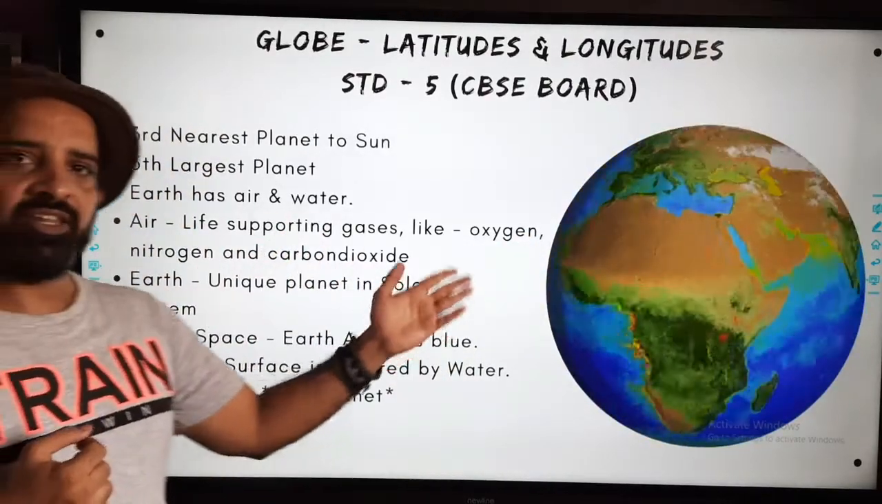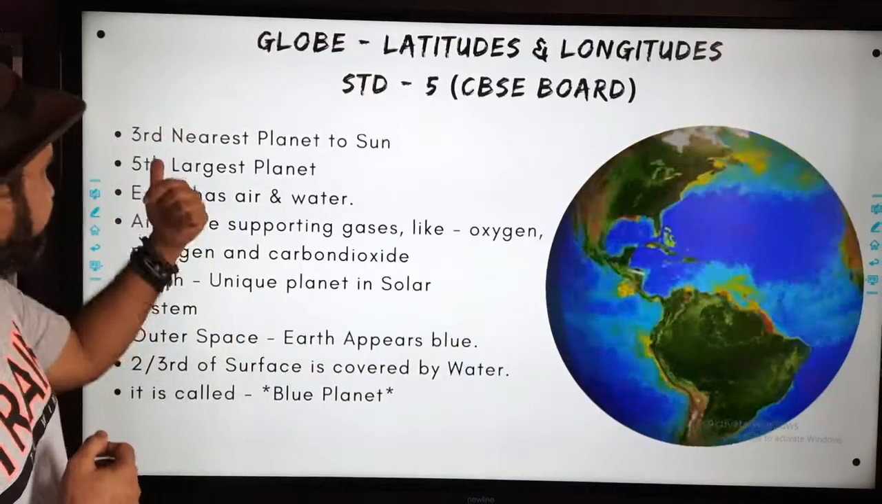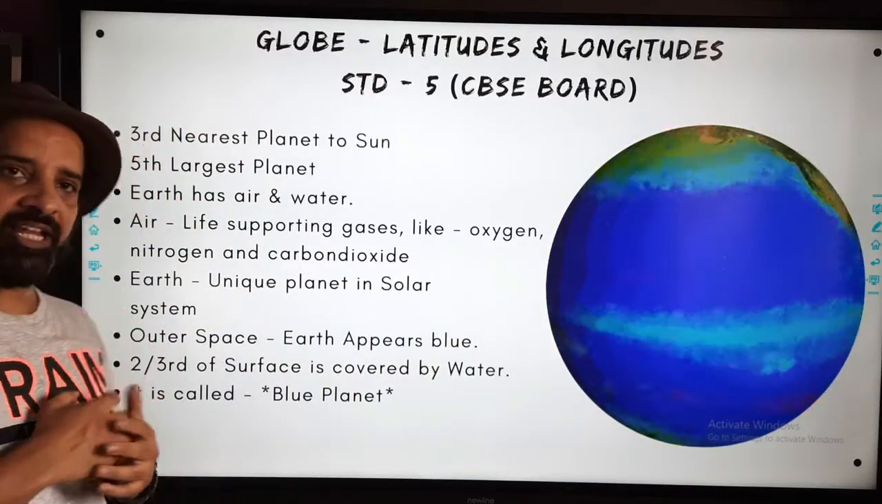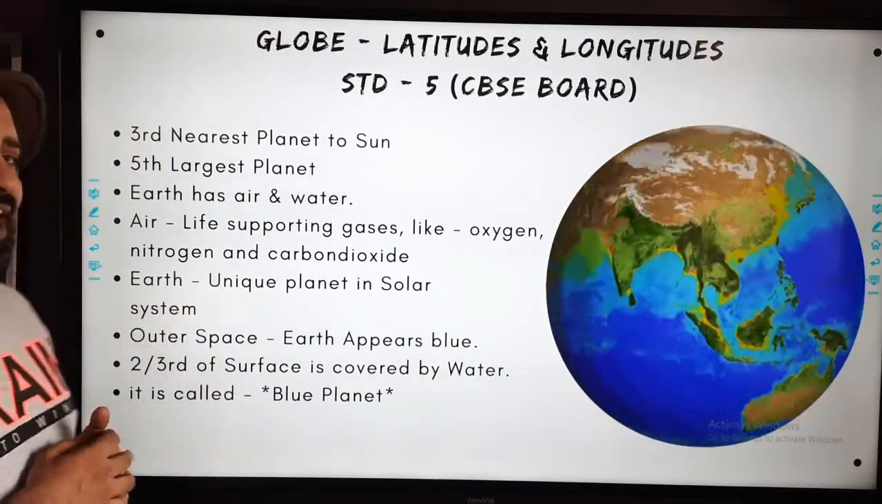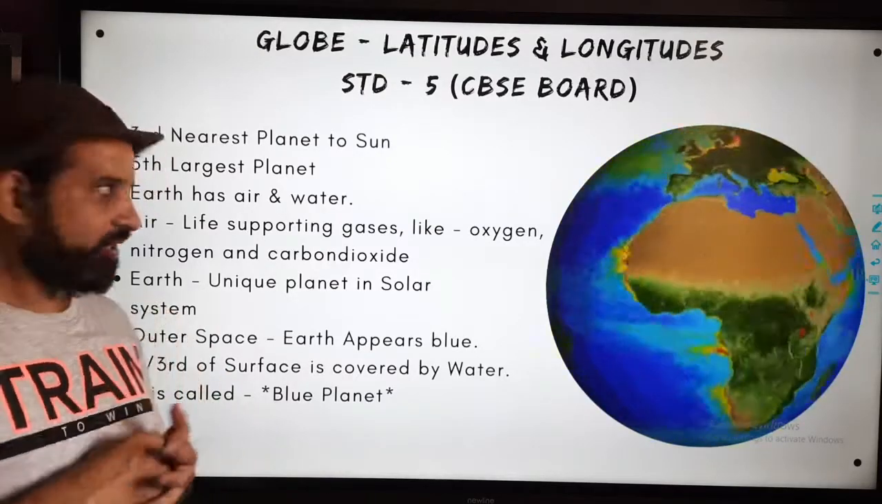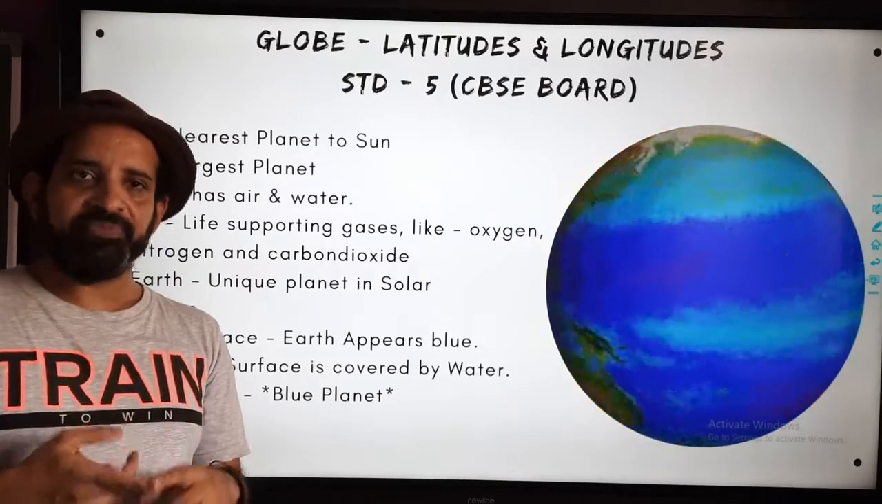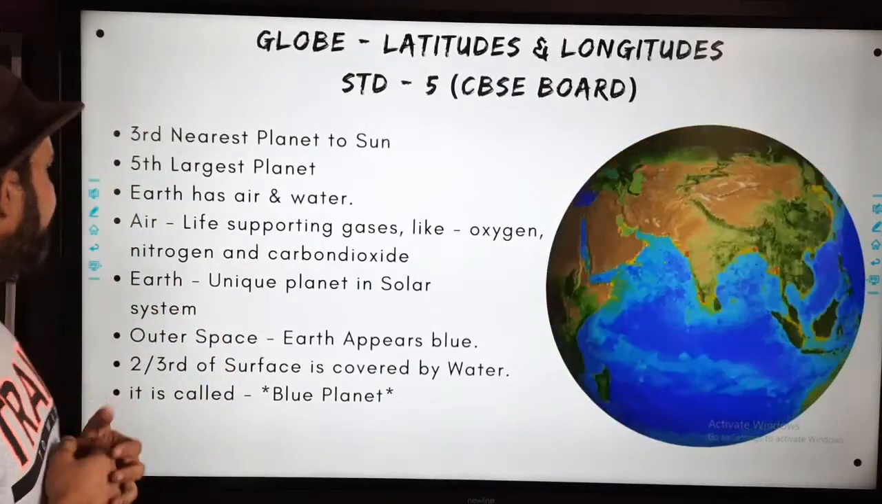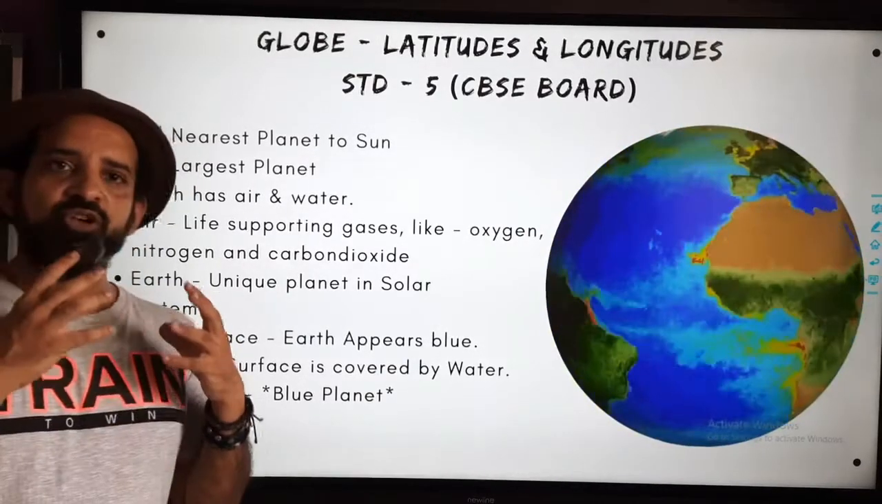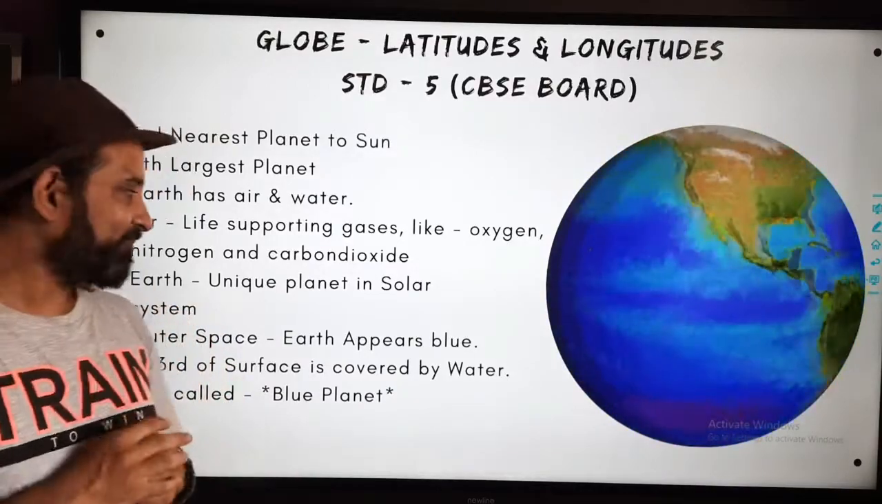It's the third nearest planet to the Sun, and the fifth largest planet in the solar system. It has air and water. Air has life supporting gases like oxygen, nitrogen, carbon dioxide. Hence, Earth is a very unique planet in the solar system.